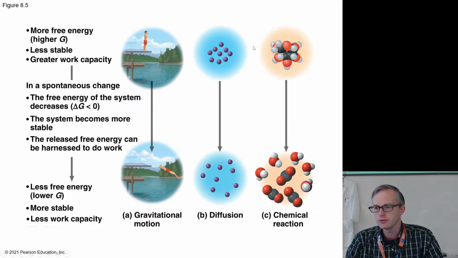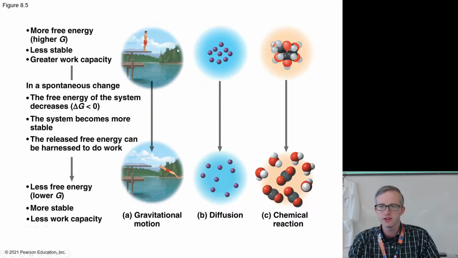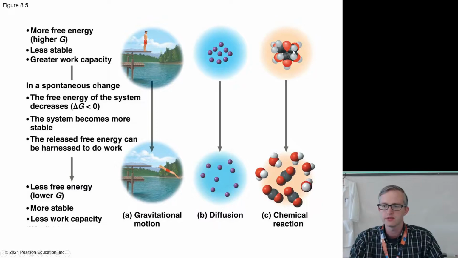So some examples here are diffusion, things diffusing outwards, a person diving off of a diving board, a chemical reaction that takes a larger molecule and breaks it into smaller, simpler molecules. Those are all examples of negative delta G interactions.